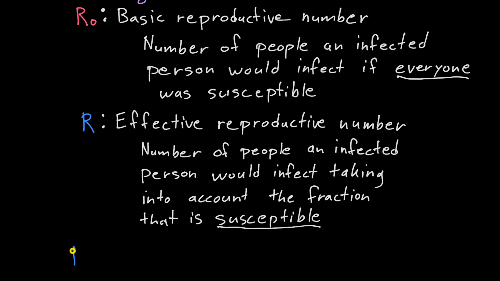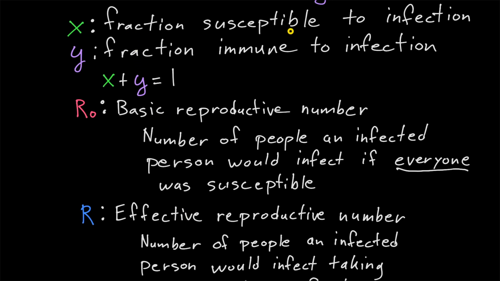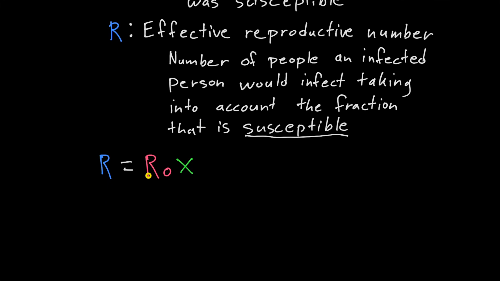So how is the R naught value connected to the R value? Well, the R value is equal to the R naught value times X. X, recall, is the fraction of the population that is susceptible to infection. So as you can see, at the beginning of the pandemic, when everyone is susceptible and X is equal to 1, you're going to get R being equal to R naught.